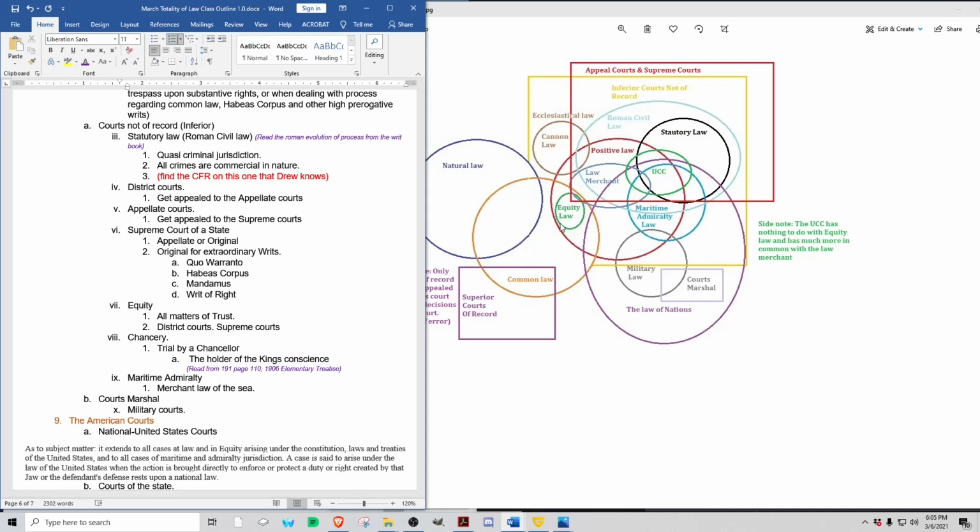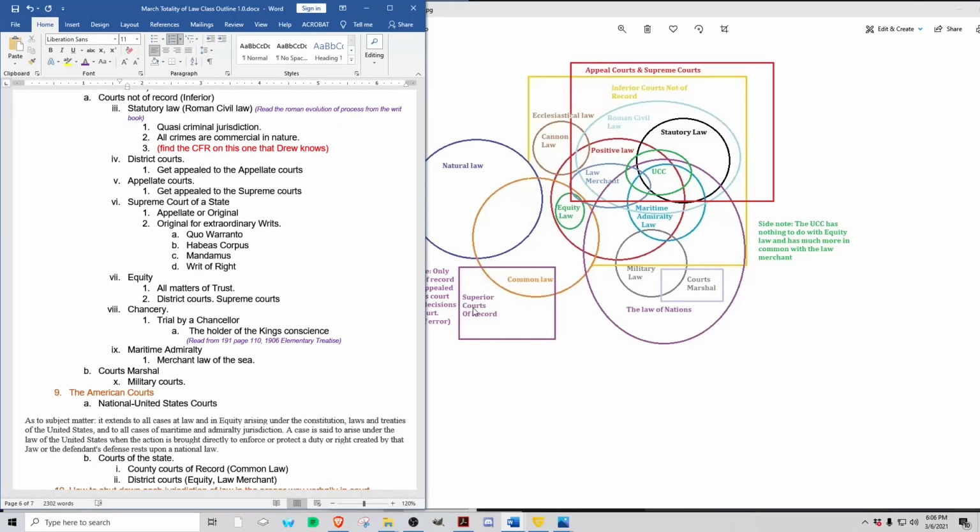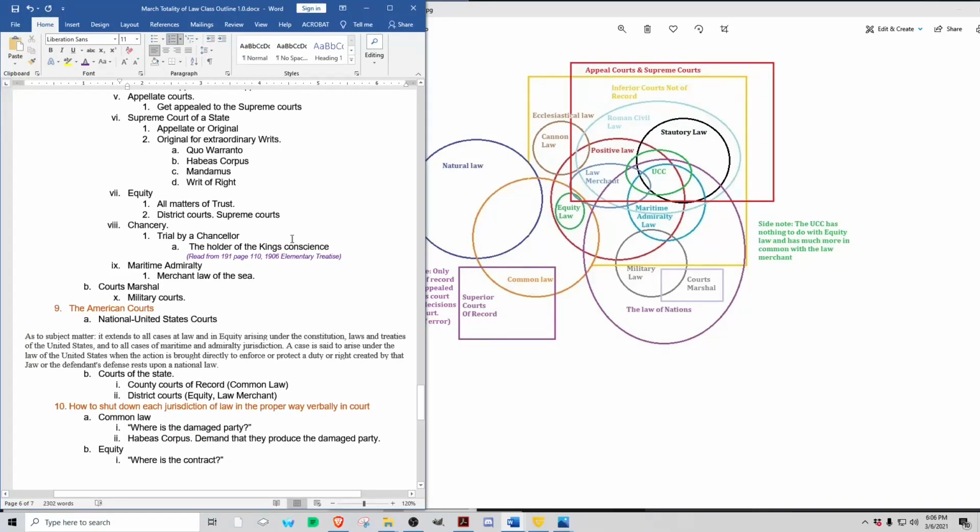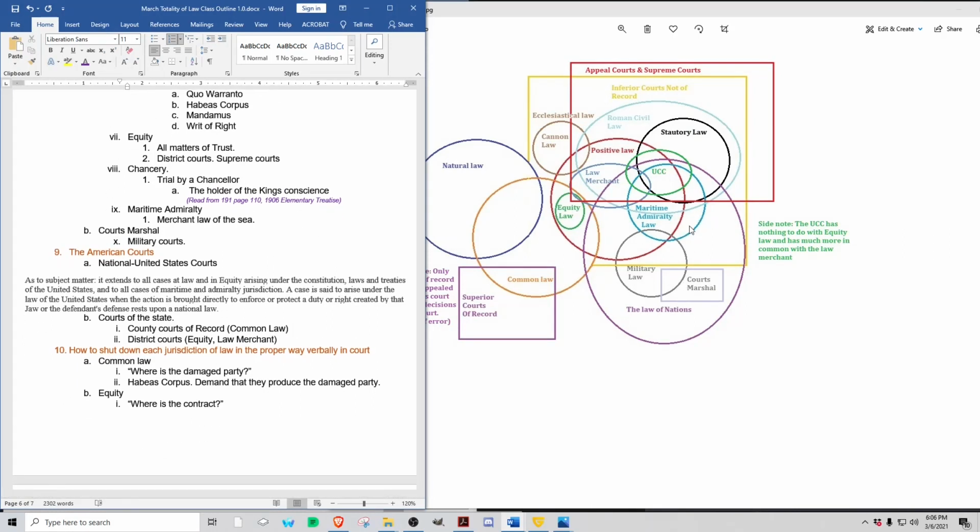Equity courts, as we said, are all manners of trust. District courts and Supreme Courts also can deal with equity, and that's where you get the difference between the district courts and the county courts in most states, the difference between your superior courts of record, county courts, and your district courts, which would be inferior courts. Chancellor, we already talked about that. That's equity, holding the king's conscience, and so on and so forth. Maritime admiralty deals with maritime admiralty issues, merchant dealings, law of the sea, like I said, prize, so we covered that. Courts martial, that's just if you're in the military, that's it. That's the only time you ever have to worry about that.